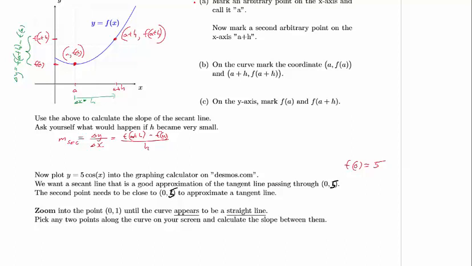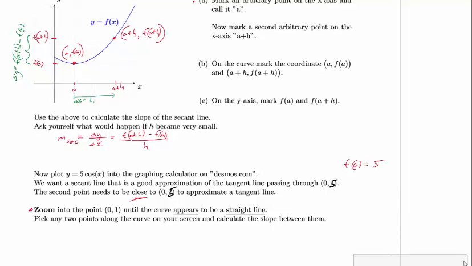All right, so we want a secant line that is a good approximation of the tangent line. It's going to pass through 0, 5, and then we've got to have a second point. We want the second point to be close to 0, 5 in order to approximate a tangent line. And then we're going to proceed to zoom in until the line appears to be a straight line with the curve. So let's go ahead and take a look at what we have here.